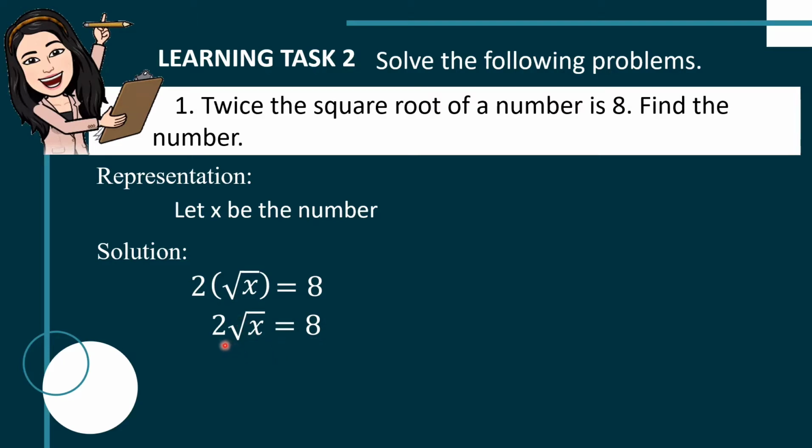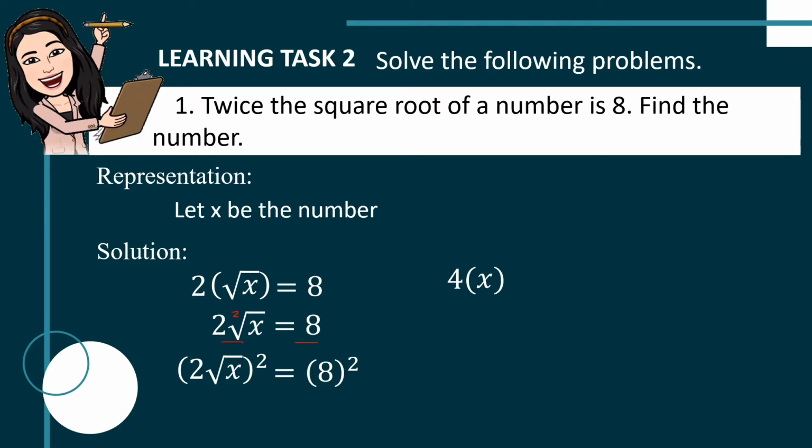Now, we have here two terms, 2 square root of x and 8. So we will now raise it to the power of 2, since the index is equal to 2 of our radical expression. So that would be equal to 2 square root of x raised to the power of 2, as well as yung 8 should be raised to the power of 2. Simplifying, 2 squared is equal to 4. And the square root of x quantity squared is equal to x.